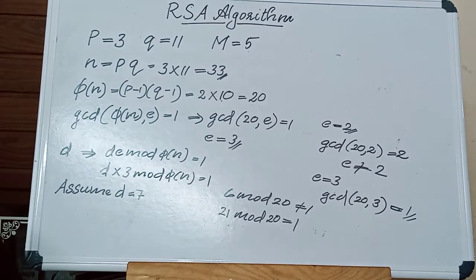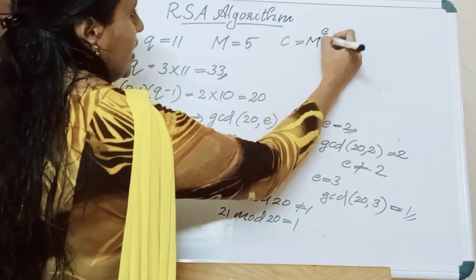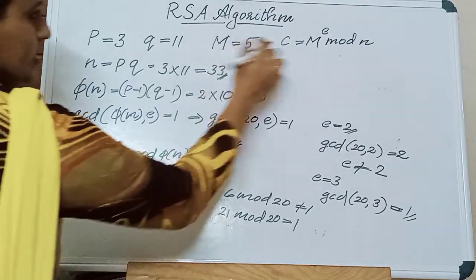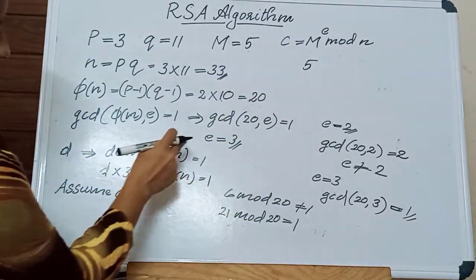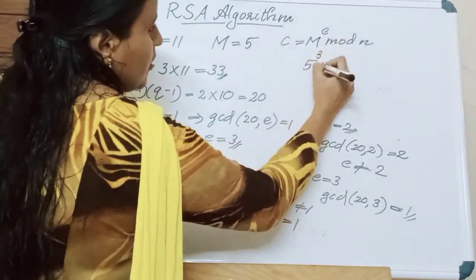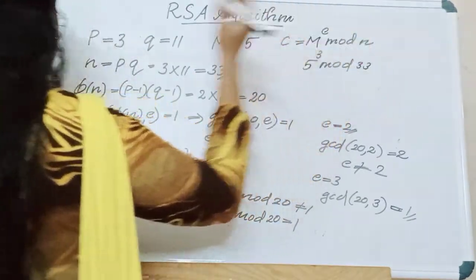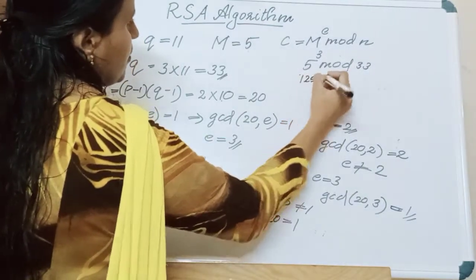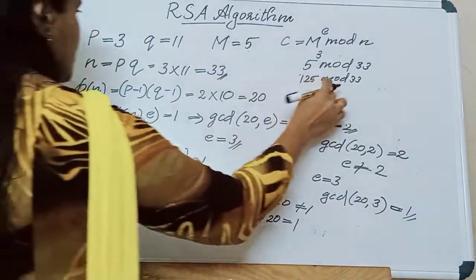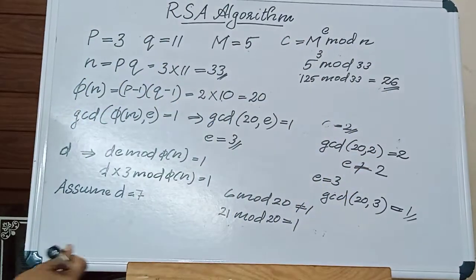Next is encryption. For performing encryption, we can use the formula c is equal to m raised to e mod n. Here m is 5, the value of e is 3, and the value of n is 33. That is 125 mod 33. After calculating this mod we will get 26. This is the ciphertext.